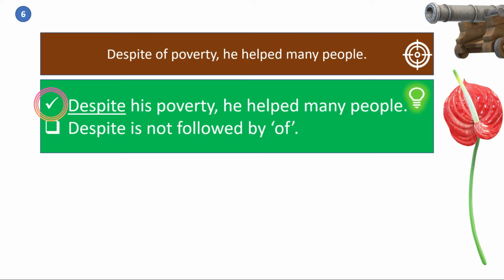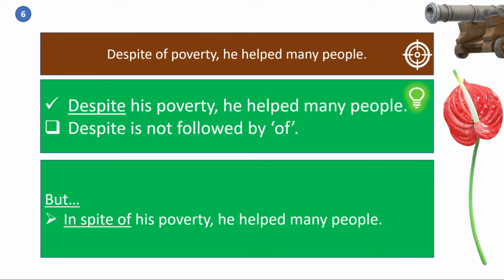That's correct. But you can use in spite. Let's look at that in a moment. Now, despite is not followed by of, so we can't use of after that. Now, let's look at this here. In spite of is a compound prepositional phrase, so it has of at the end.